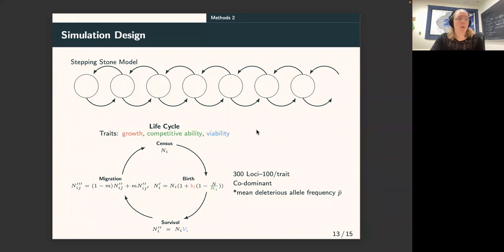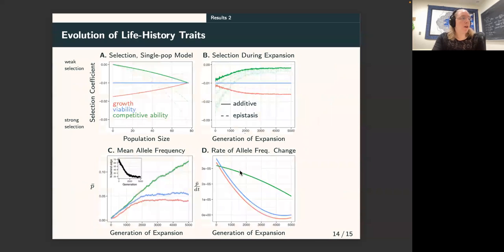So what we did is we simulated range expansion in a linear stepping stone model, and we have a complex genome consisting of 300 loci, 100 loci underlying each one of these traits. These loci are of very small effect, as you might imagine. And then we measure the mean allele frequency for each one of these traits, for the loci underlying each one of these traits, over time. All right. So what do we see?